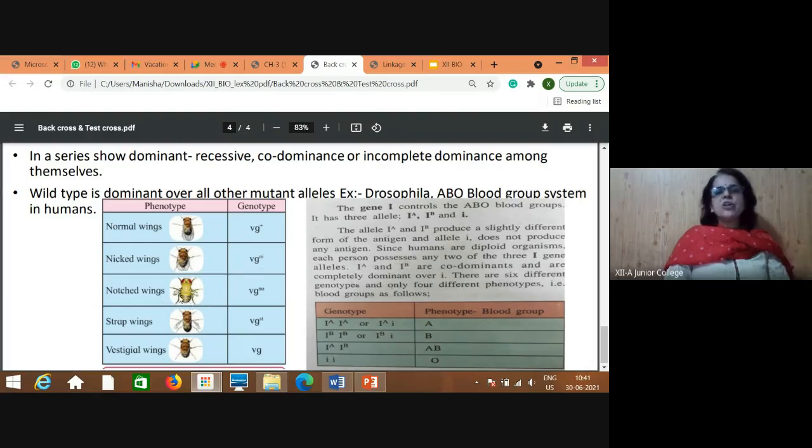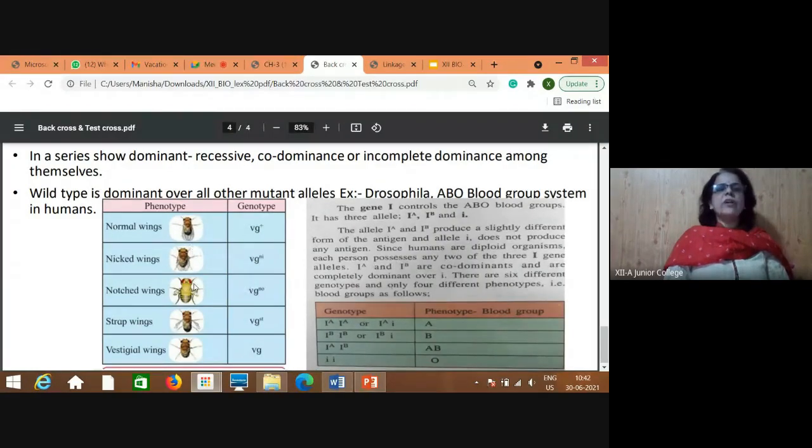Then notched, again a mutated form, shows wings of the notch type, represented by the genotype No. Then strap wings, represented by ST, and vestigial wings, which means without wings or very much reduced, as good as no wings, that is VG without anything. So these are all the different forms.